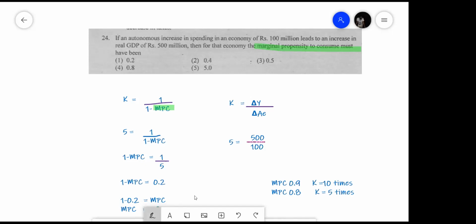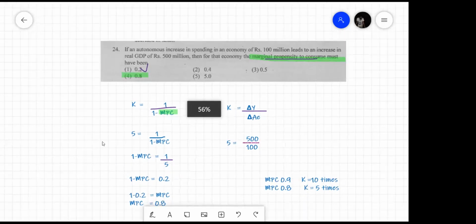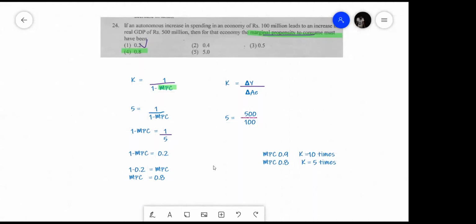So if MPC is 0.8, how much is MPS in this economy? Now, if the question asks you, what is the marginal propensity to save, then the second one would have been the answer. So read the question carefully. From the same thing, they can ask you marginal propensity to save. They can change the same question next year, same values, and ask you, what is the marginal propensity to save? Then you will see this equation can only find MPC. How would you find MPS? You simply have to know MPC plus MPS is equal to 1. So if this is 0.8, that is 0.2. That has to click. Simple question.